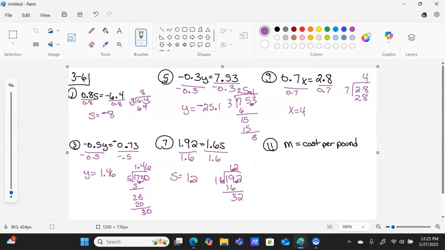Number 11 says you paid $5.30 to mail a package that weighed 2.5 pounds. Write and solve an equation to find the mailing cost per pound. So I did M as the cost per pound. So if you have 2.5 pounds, you multiply that times the cost per pound. That will give you the total of your bill, the $5.30. So this is your equation. You would need to divide both sides by 2.5.